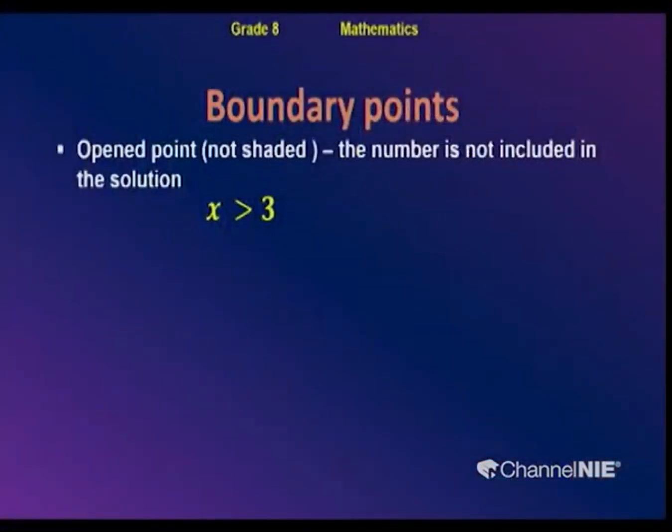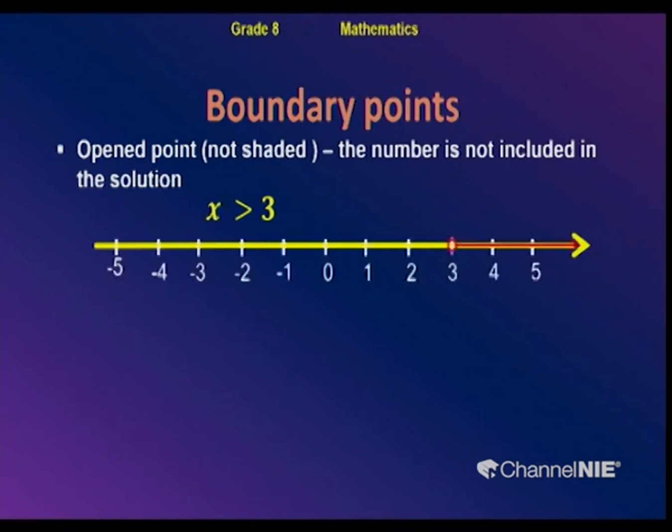Look at that. There is a number line. X is greater than 3. Then draw an open circle at point 3. Then color the other solution set using a dark line.